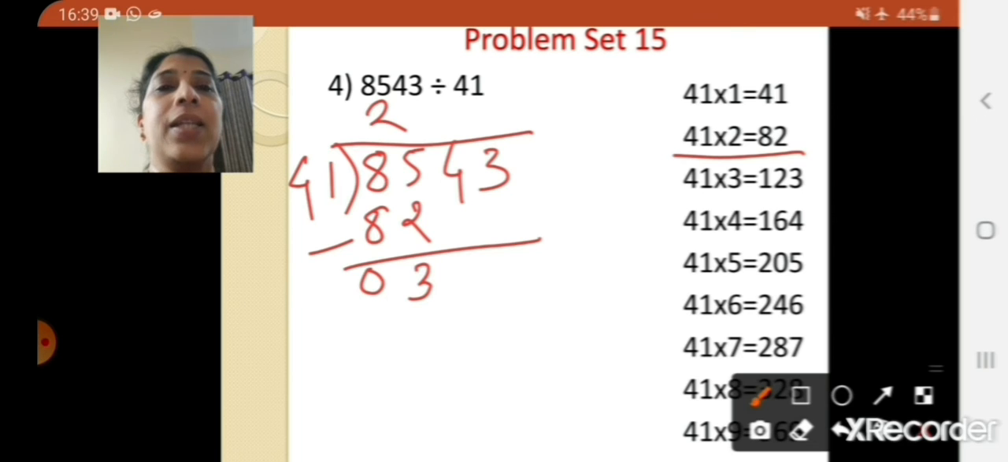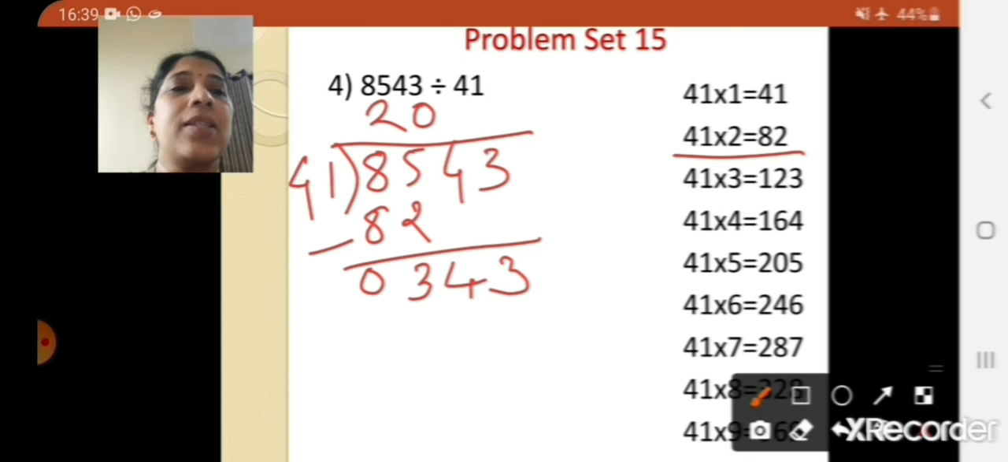Now you will take the second digit 4 down, okay? So 34. Now 34 is not divisible by 41. So what will you do? You will put a 0 up in the quotient and you will take the last digit, that is 3, down. Now you have to see where 343 is. Now you can see, 41 8s you can take. 41 8s is 328. So I will write 41 8s 328, right?